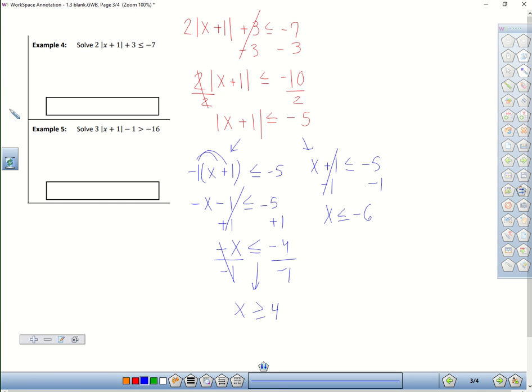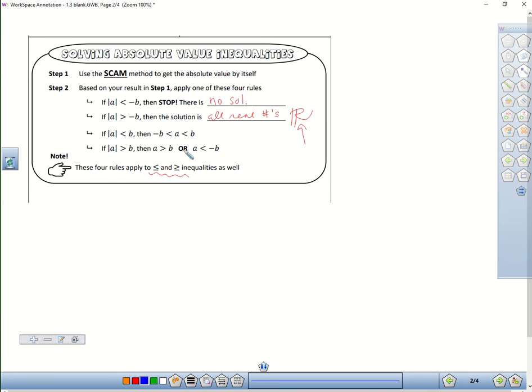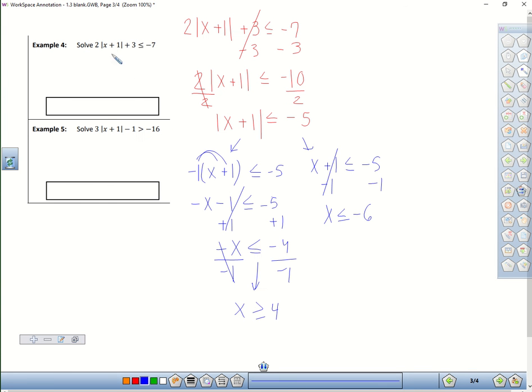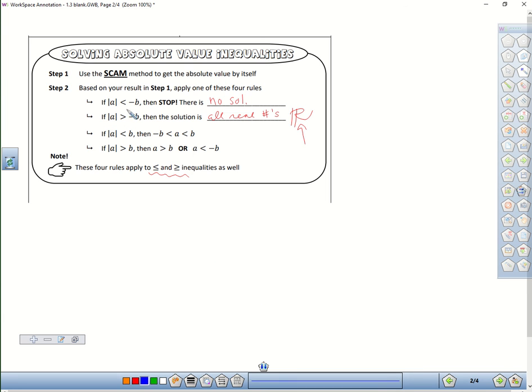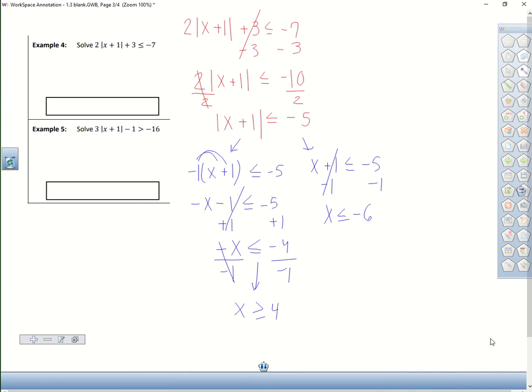So let's go ahead and test this out. If we look at our rules here, we can see that we actually have a situation where the absolute value of a, once we solve the absolute value, the value a, which is here x plus 1, is less than or equal to negative 5. That's this first situation, which says stop, there is no solution. So we see there's no solution here, but I want to show you why this is the case.